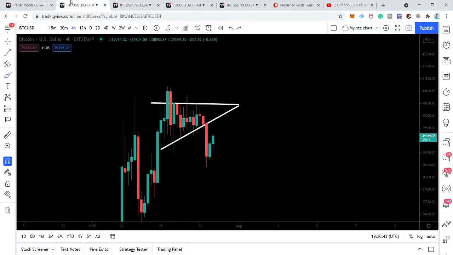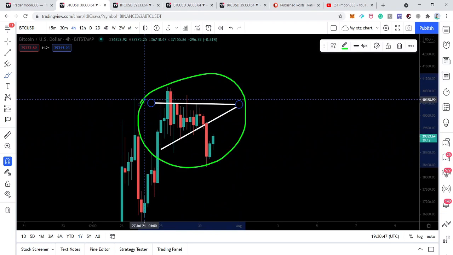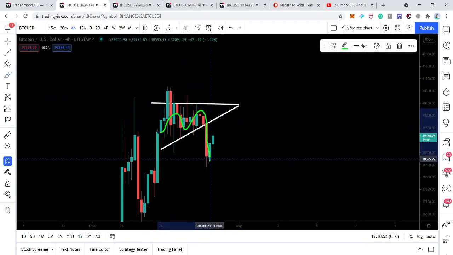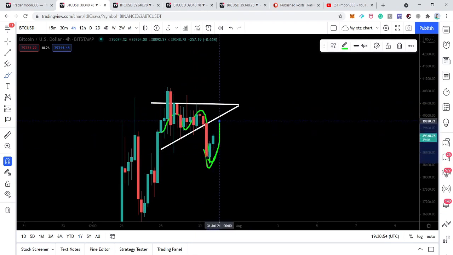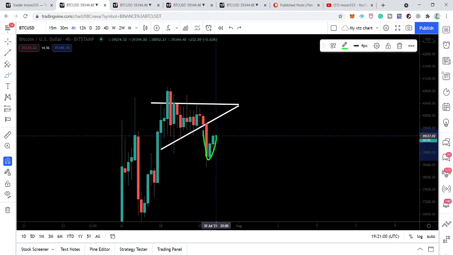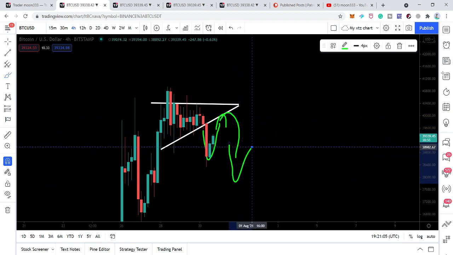Previously, we were watching that the price action of Bitcoin was moving in this ascending triangle. And finally, the price action has broken down this support of this triangle. Now it is moving towards the upside, and it is possible that it will confirm this breakdown by retesting the previous support as a resistance, and then it will move more down.